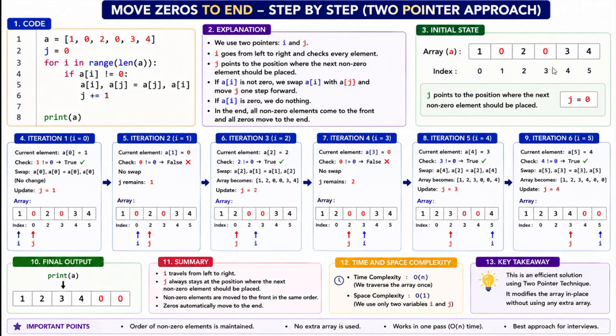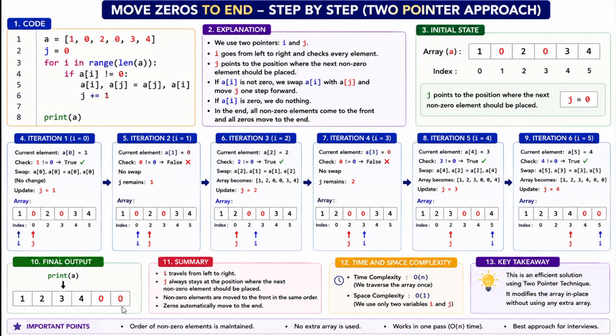And here iteration 5, i equal to 4. It means 3. 3 is not equal to 0, true, right? Again we swap. Here it got swapped. And iteration 6, i equal to 5. The element is 4. 4 is not equal to 0, true, right? Again we swap, and j got updated, j equal to 4.